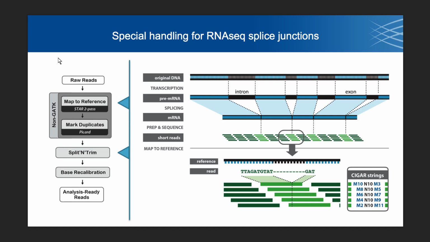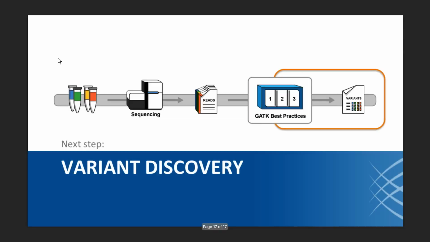GATK doesn't know what to do with that, and so to prepare the data, we pass it through this program called SplitNCigarReads, which basically takes reads that look like this and splits them into two reads. One read is going to be over here, the other read is going to be over here. We're going to call variants over here, we're going to call variants over here. We don't need those two reads to be in the same place. Does that make sense? That's for RNA. We don't need that for DNA. All right. So I think with that, we go to the next step, which is variant discovery.